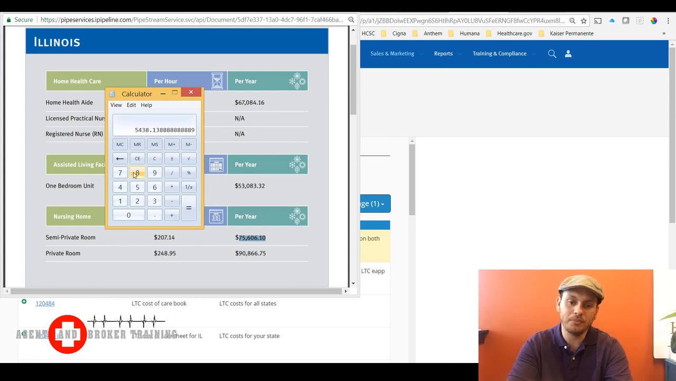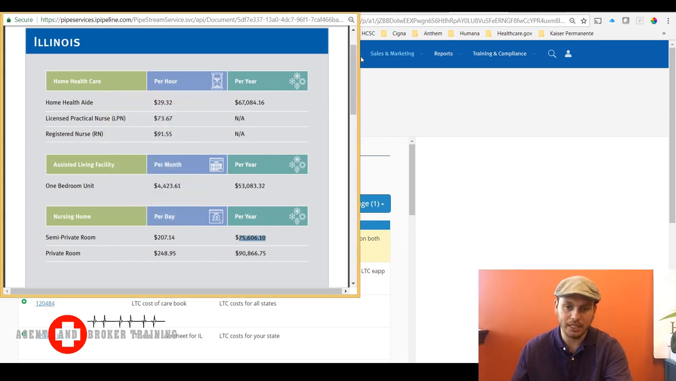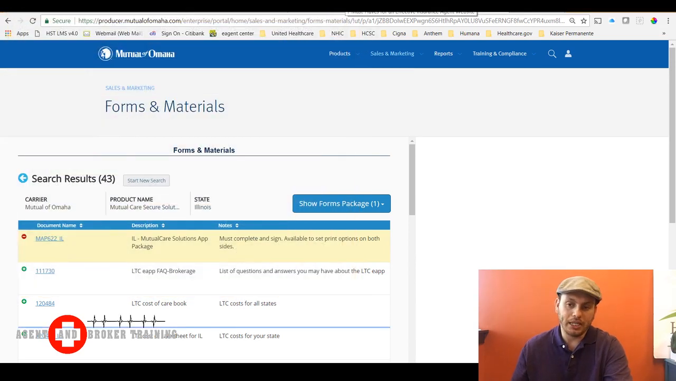So you can do the same. You can search your state, figure out what the average cost of care is, and kind of help your client figure out what they're looking for, right?